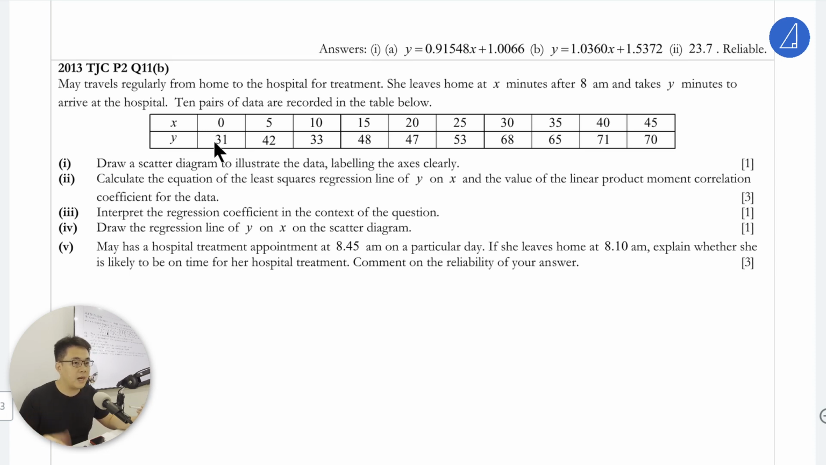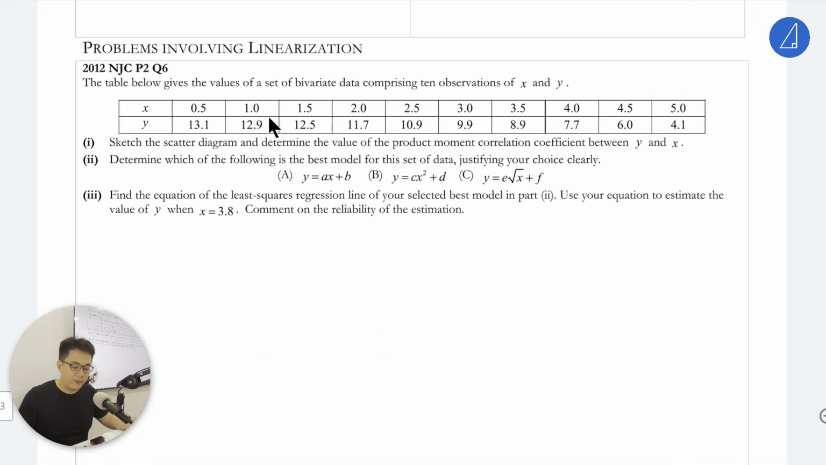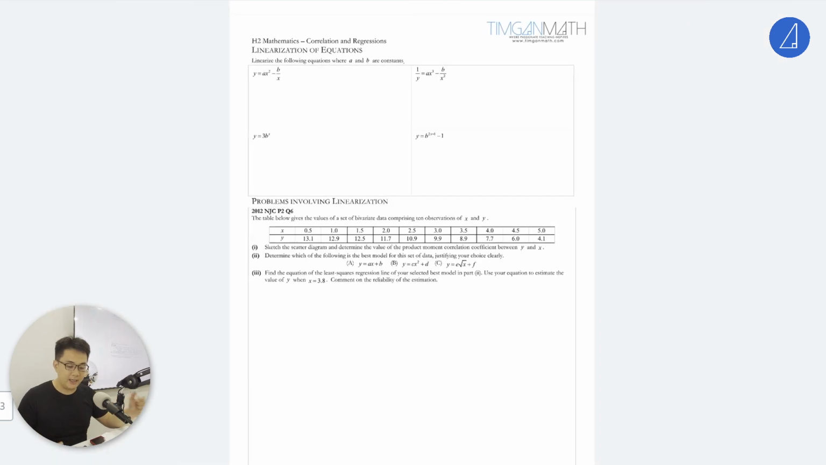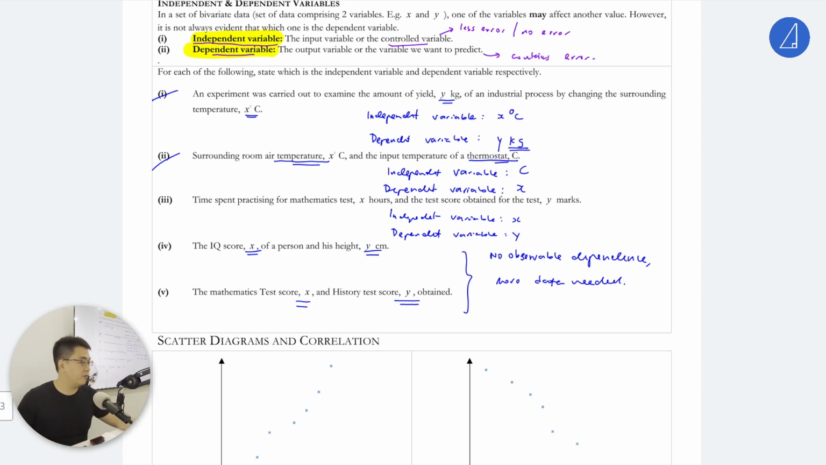The intuition must come. Then the next one, if you look at this one here, this one is 0.5, 1, 1.5. So this is the independent variable. Okay. The one that contains error will be the y, because for your input, you decide what to put in. So that is the idea of dependent and independent variable.